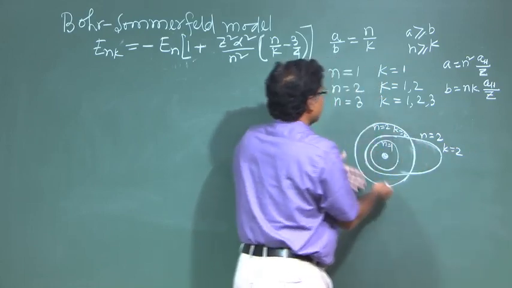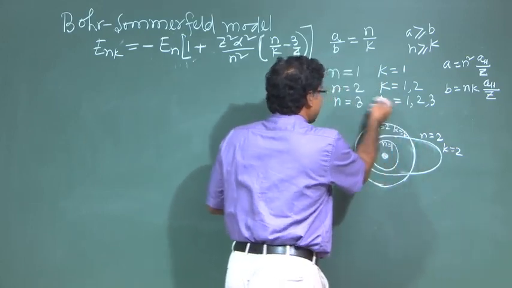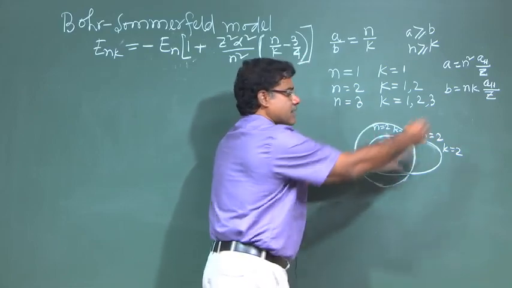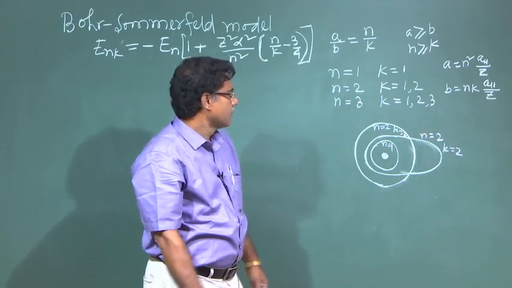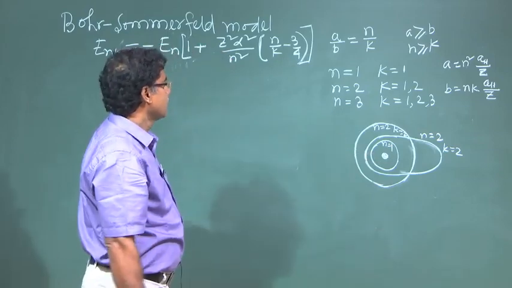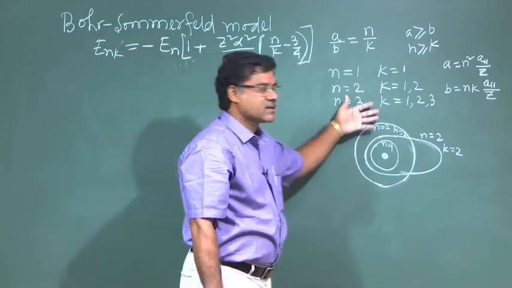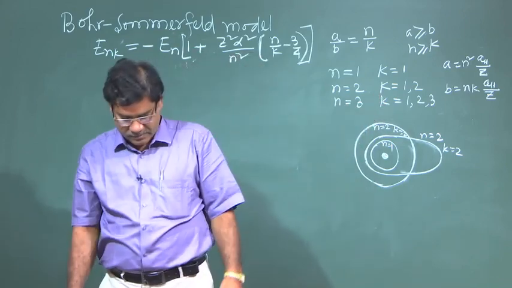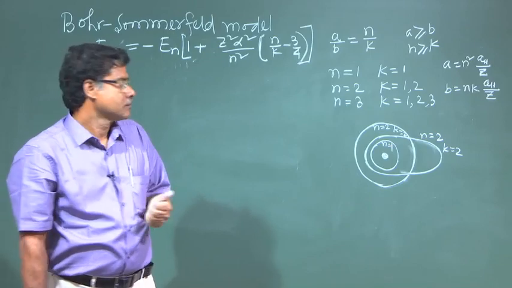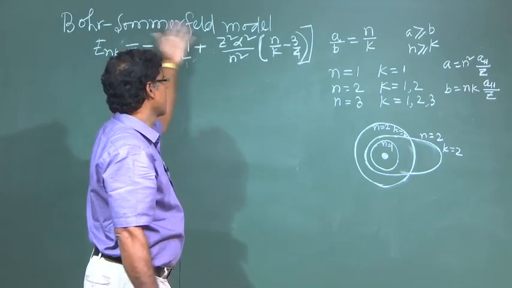So, this way now we go for n equal to 3. Again for k equal to 3 it will be a circle, and there will be 2 other elliptical orbits. So, that way one can draw the orbits for the hydrogen atom, considering the Bohr-Sommerfeld model.